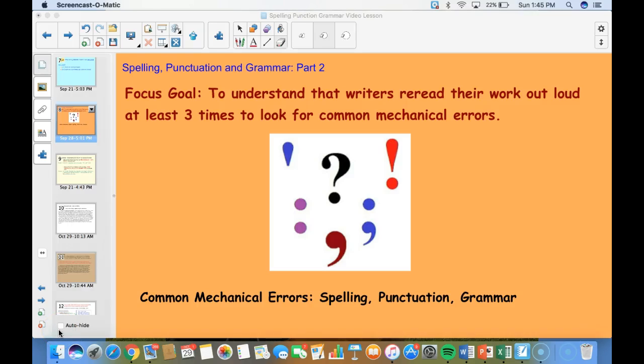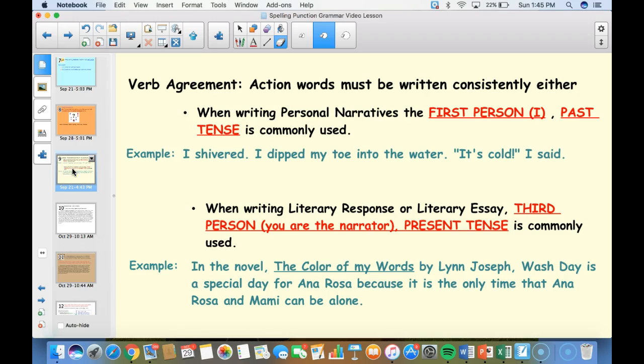Writers, today we're going to be doing part 2 of our closer look at spelling, punctuation, and grammar. So the focus goal is still the same, to understand that writers reread their work out loud at least 3 times to look for common mechanical errors. We're going to be zooming in today on verb agreement.